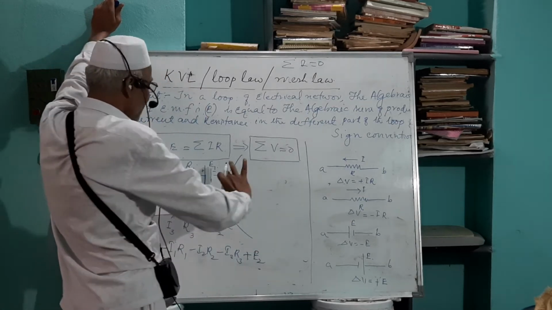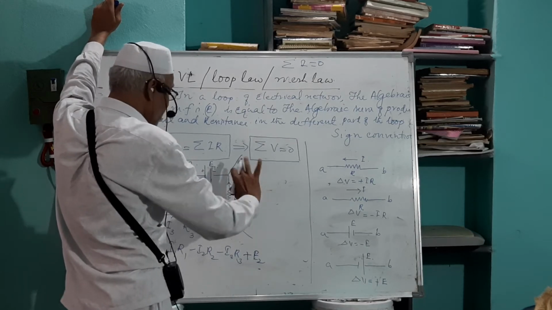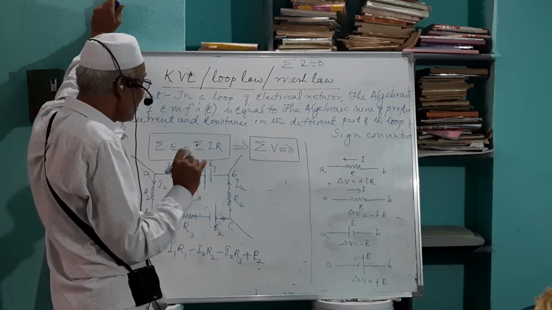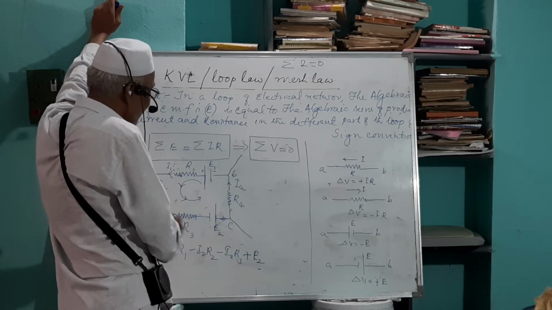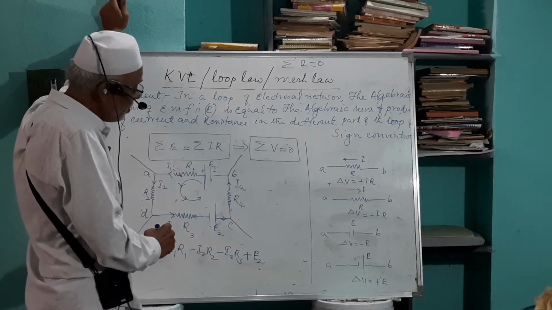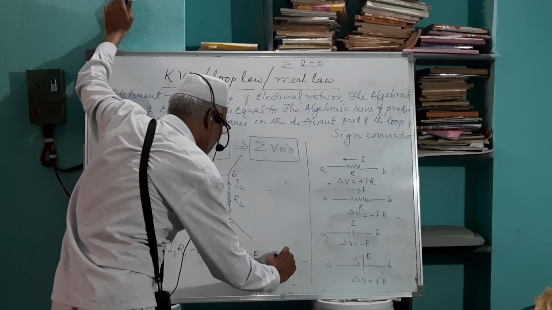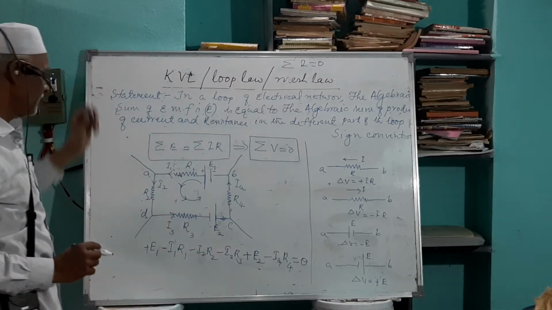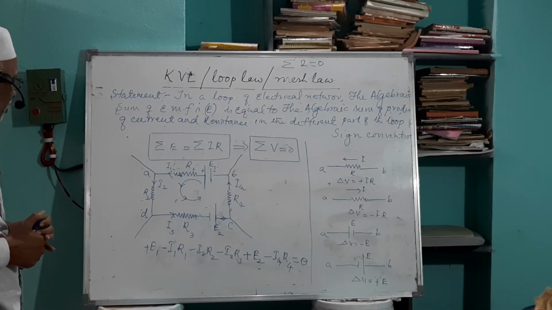Now you come to the CV branch. This is the last branch. This branch contains no cell, only one resistor, and some amount of current is flowing. You are rotating this mesh in the anti-clockwise direction and current is also moving in the same direction. Therefore the IR product is taken to be minus I4 R4, and the total is equal to 0.